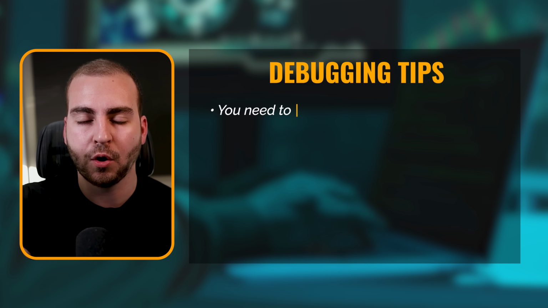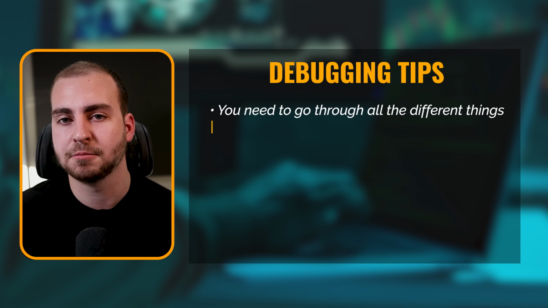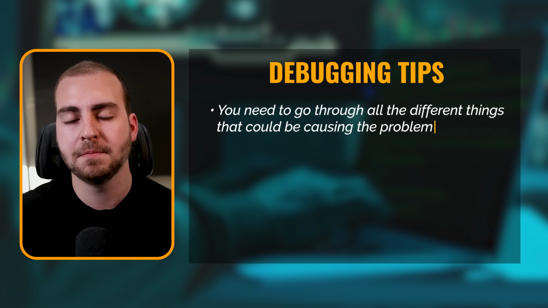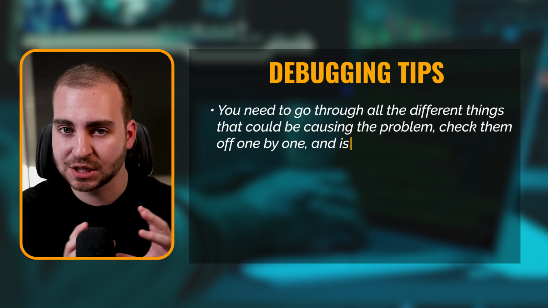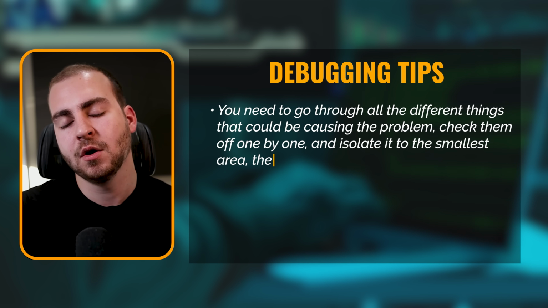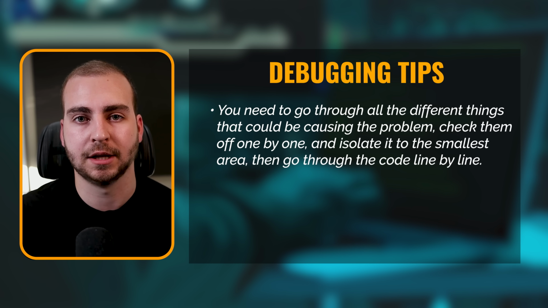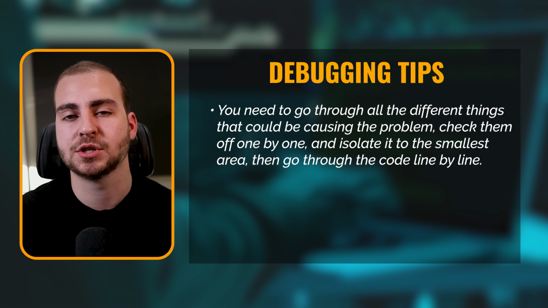You're going to go through all of the different things that could be causing the problem, check them off one by one, and isolate it to the smallest possible area you can, where then you can start going through the code line by line and seeing exactly what's going wrong. It's impossible to analyze thousands upon thousands of lines of code. You need to first cross off as many areas as you can, isolate and get into the smallest part, and then you can go through and do a more thorough dissection of where the actual bug lies.